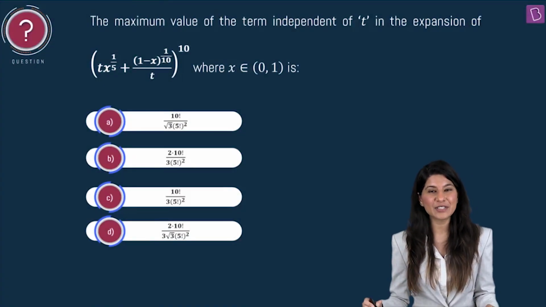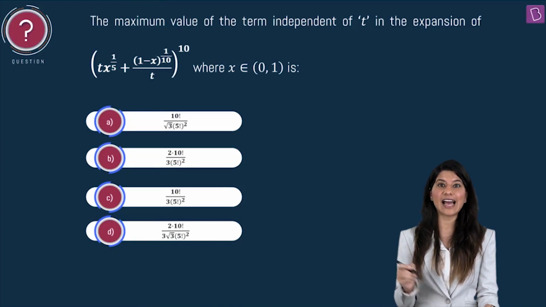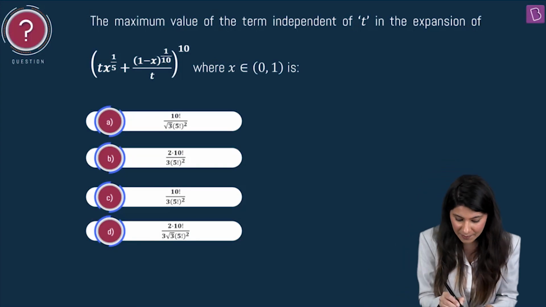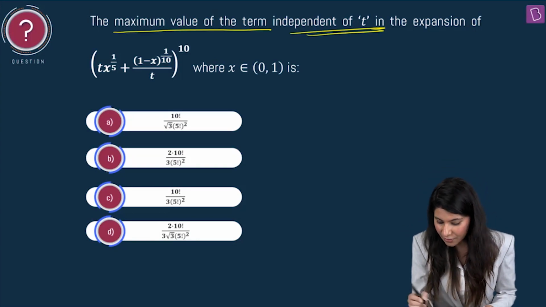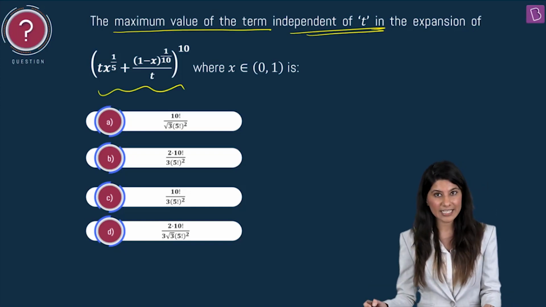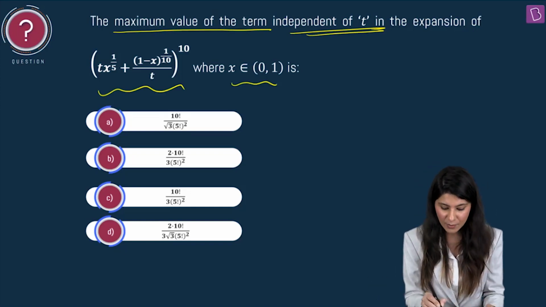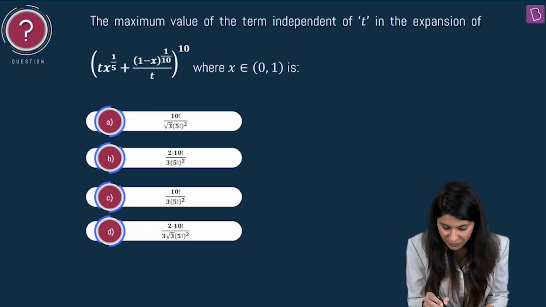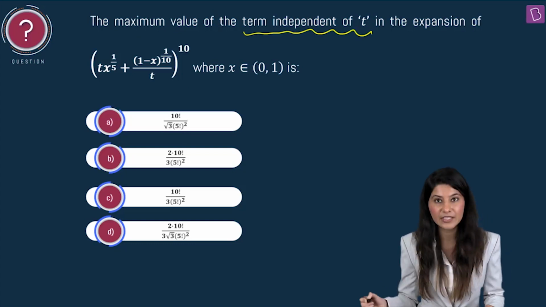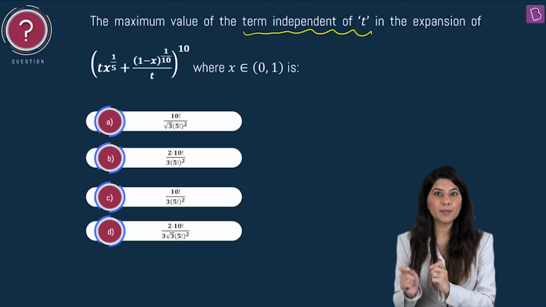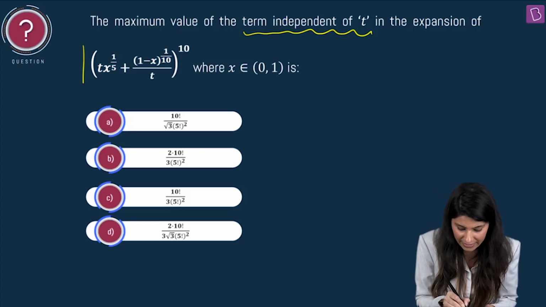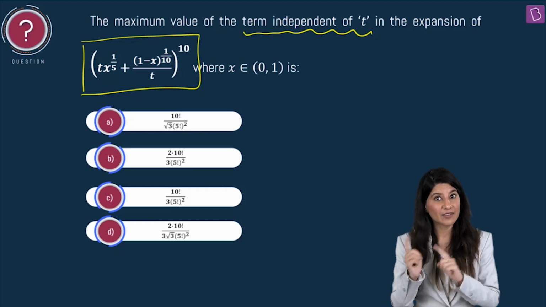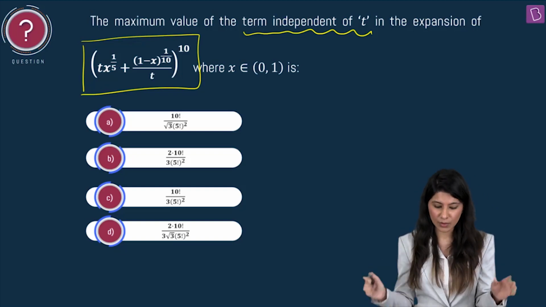Mind-blowing question in front of your screen from the chapter Binomial and Calculus. Yes, a hybrid question of two chapters, which is asking us to calculate the maximum value of the term independent of t in the expansion of this binomial expression involving t and x, where x belongs to 0 to 1. Okay. So basically, I'll break this question into two parts. First of all, what I want is a term independent of t, right? Once I get that, I am interested in the maximum value of that particular expression, which is, by the way, in x only, okay? So let's begin.